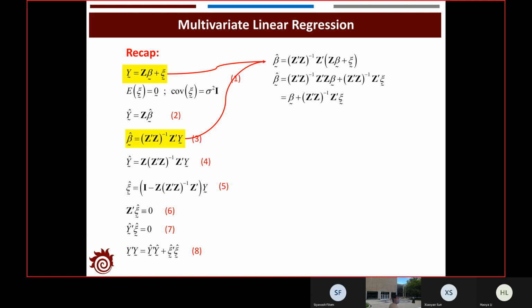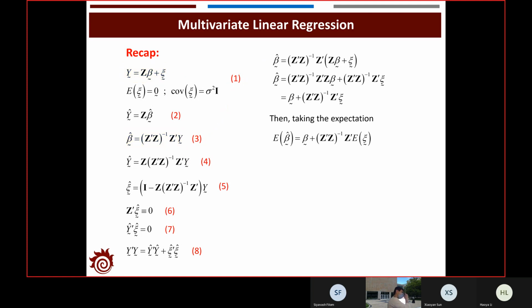Beta is the true value from the population. Let's check the expectation to see whether beta hat is an unbiased estimator. If the expected value of the beta hat is the same as beta, then we can say that it's an unbiased estimator. If there is some difference, then it means that it's not.